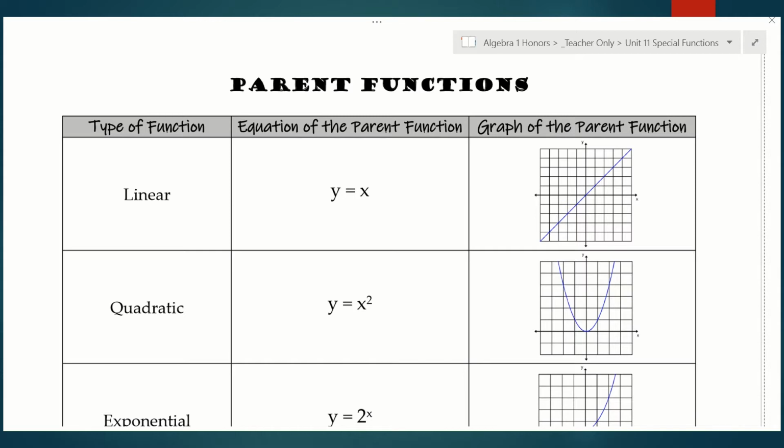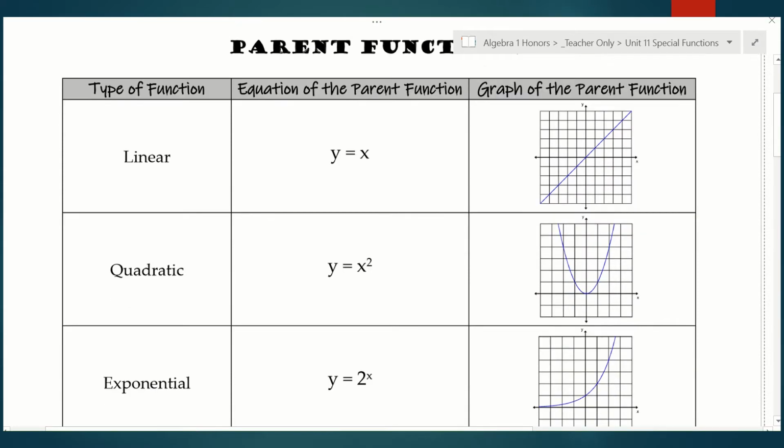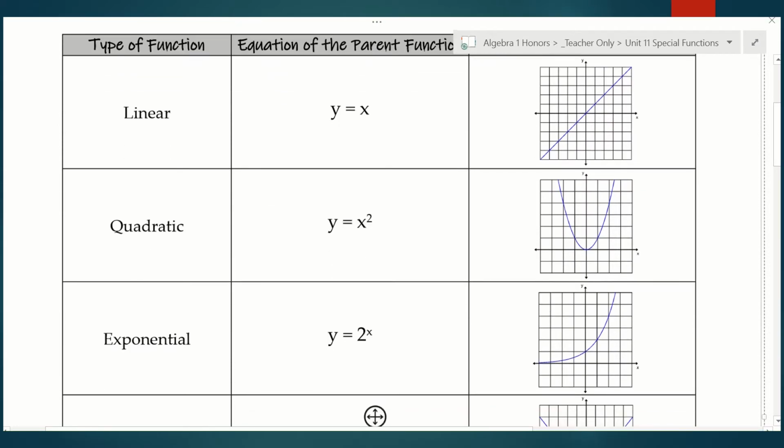For the second kind here, this is a quadratic function. This is the second kind of function we learned this year. The parent function for that is y equals x squared. You can see on the graph there, that's just a parabola whose vertex is the origin. The next type of function we learned about is an exponential function, and the parent function for that is y equals 2 to the x.